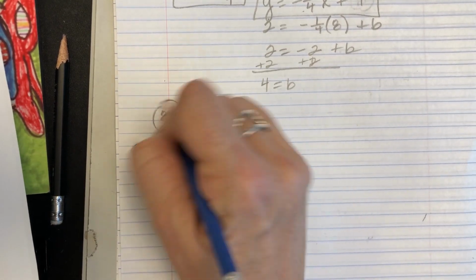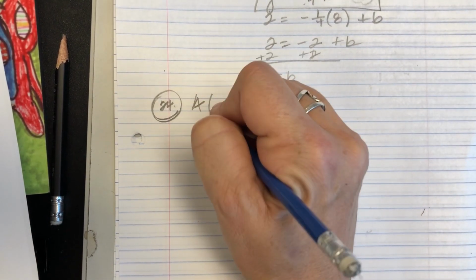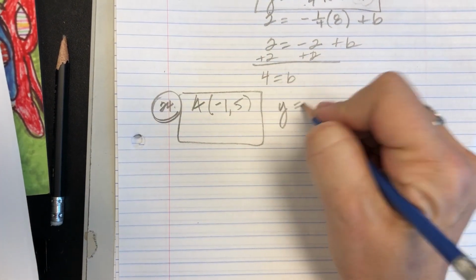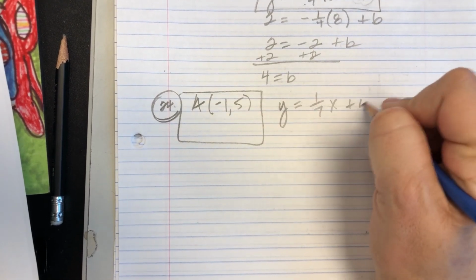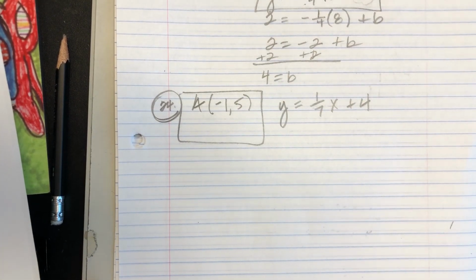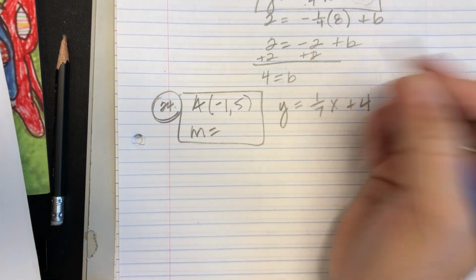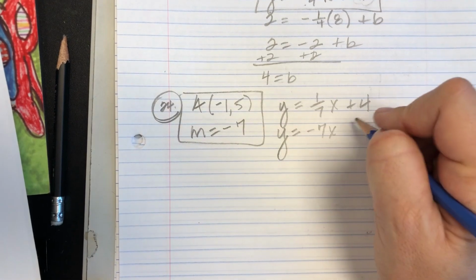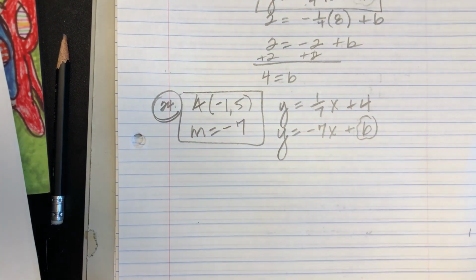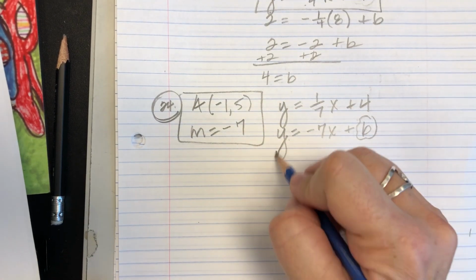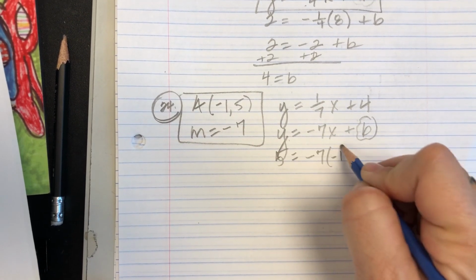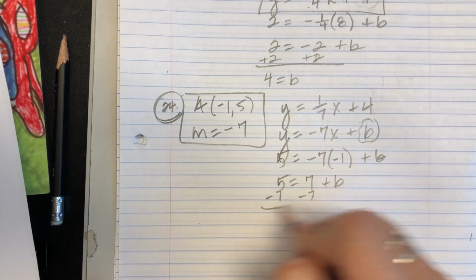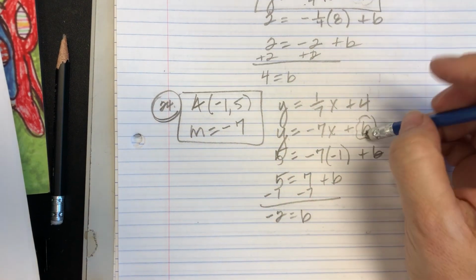Last but not least, write an equation of a line that goes through (-1, 5). It has to be perpendicular to the line y equals 1/7 x plus 4. The opposite reciprocal of 1/7 is -7. So my new line is going to have an equation y equals -7x plus some b value. I'm going to go find the b. 5 equals -7 times -1 plus b. 5 equals 7 plus b. When I subtract 7 from both sides, I get for this one that the b is -2.